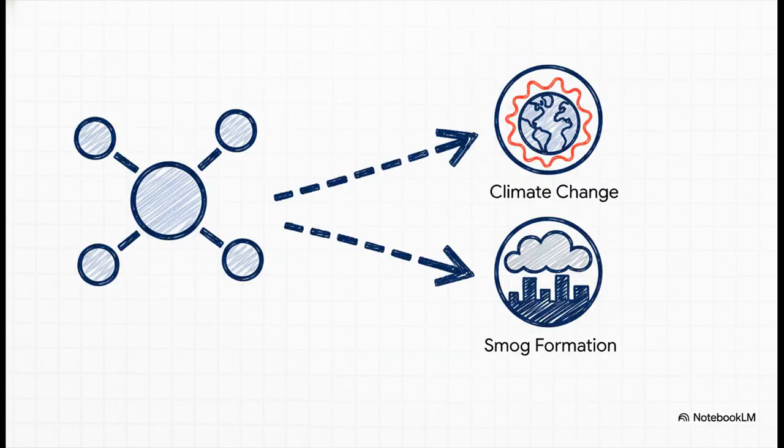Now here's a really key detail. A single ingredient can actually be part of multiple recipes. Let's take methane. When we're classifying it, it obviously gets put in the climate change pile, but it also gets put in the smog formation pile because it contributes to both of those problems. This whole multi-assignment thing is absolutely crucial to getting the full picture.